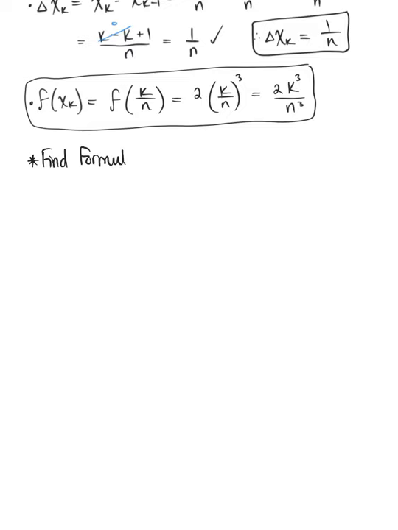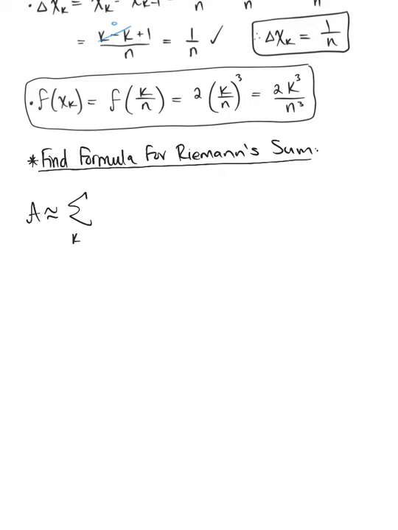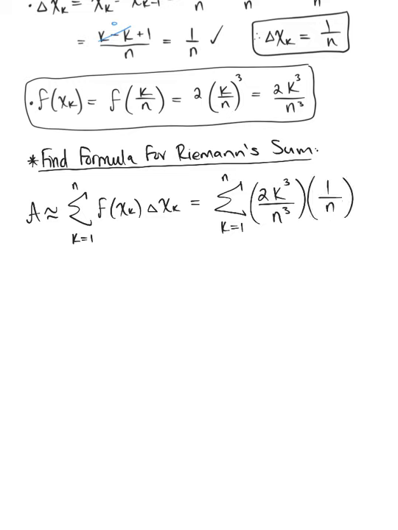We want to find the formula for Riemann's sum so that we can take the limit and find the exact area. So we know that the area is approximately equal to the finite sum from k is 1 to n of the height in the kth subinterval multiplied by the width in the kth subinterval. So this is going to be the sum from k is 1 to n of the height that we just found. So we have 2 times k cubed divided by n cubed. And this height is multiplied by the width, which is 1 over n.